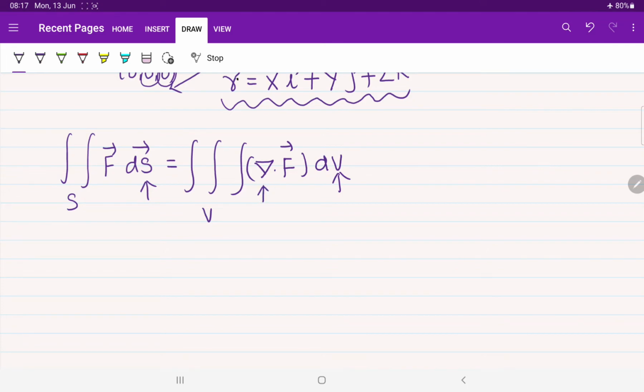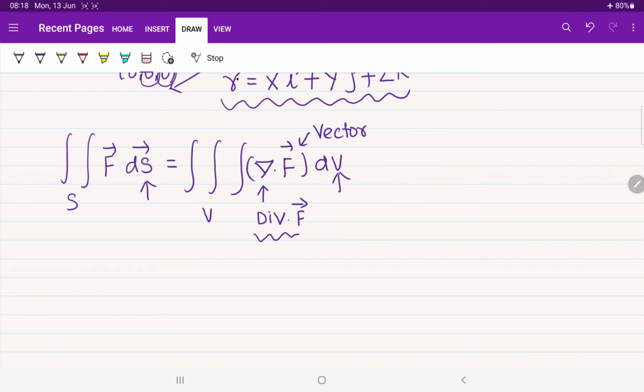This operator del: I told you, F is a vector field. I am repeating, F is a vector field. Whenever you keep the operator del with a vector field, it is named the divergence of F vector, so this can also be rewritten as divergence of F. I told you, if you have a scalar function, then del can be written as gradient. If you have a vector function, then the same del can be written as what?